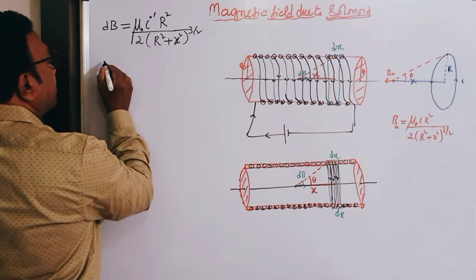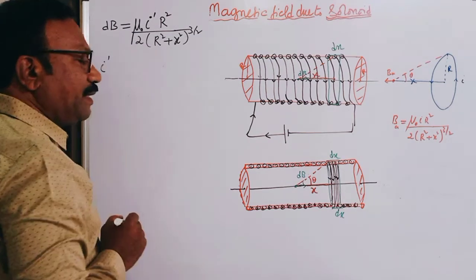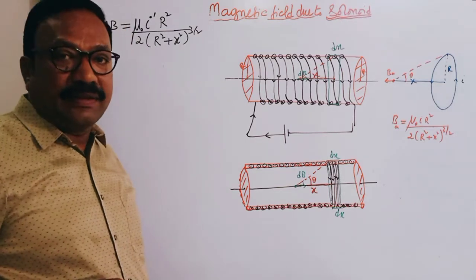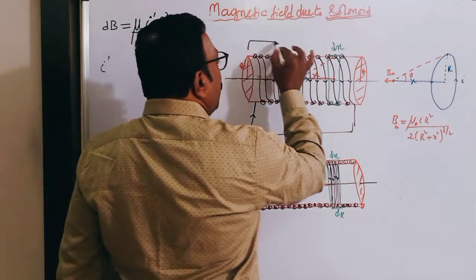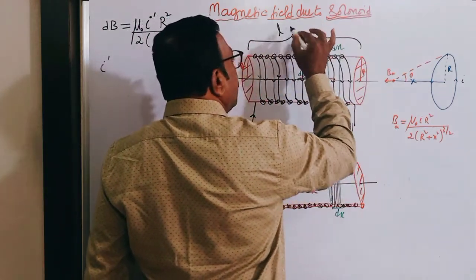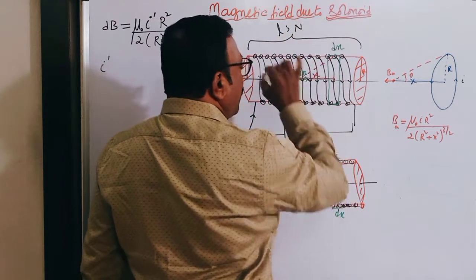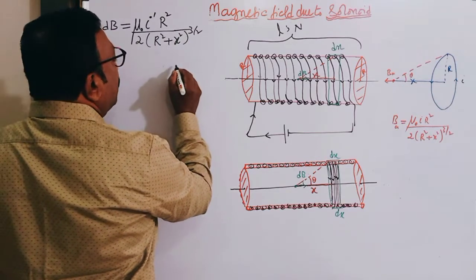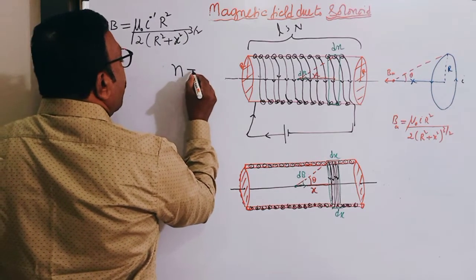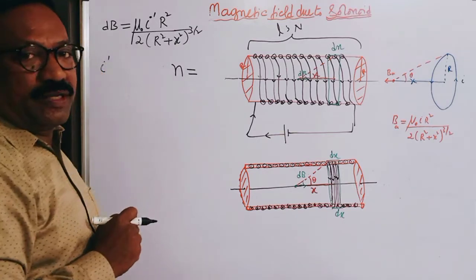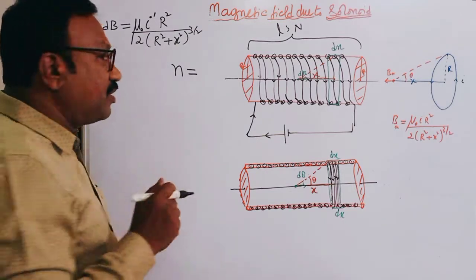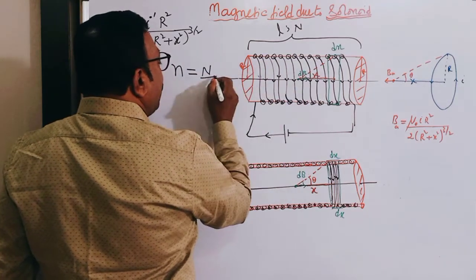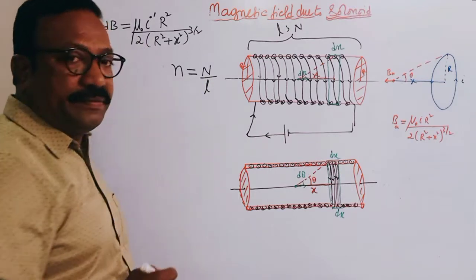I dash. So in order to write I dash, we will define a term known as number of turns per unit length. Suppose this is a solenoid having the length L and total number of turns is capital N, then I define a term known as number of turns per unit length, small n. Please note down. Number of turns per unit length is given by total number of turns in the solenoid divided by the length of the solenoid.